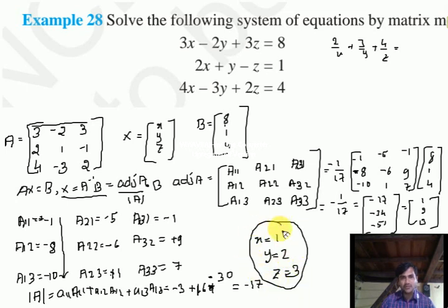You can verify your answer by substituting all these values here. If you substitute x is equal to 1, y is equal to 2, z is equal to 3, what happens? 3 into 1 is 3, minus 4 plus 9. So 3 plus 9 is 12, 12 minus 4 is 8. Similarly you can substitute here and here also. Therefore you will get the required answer.